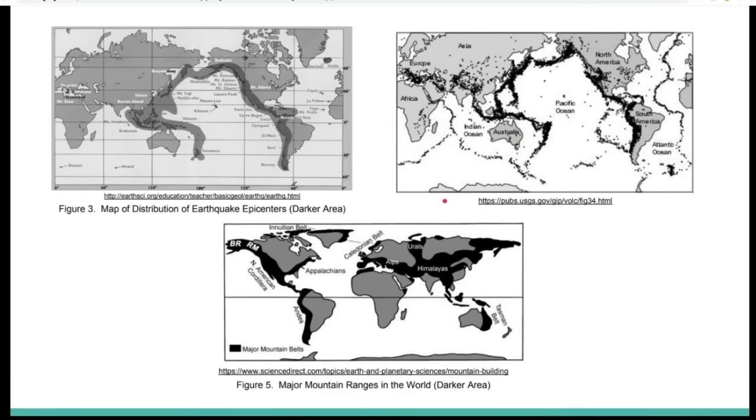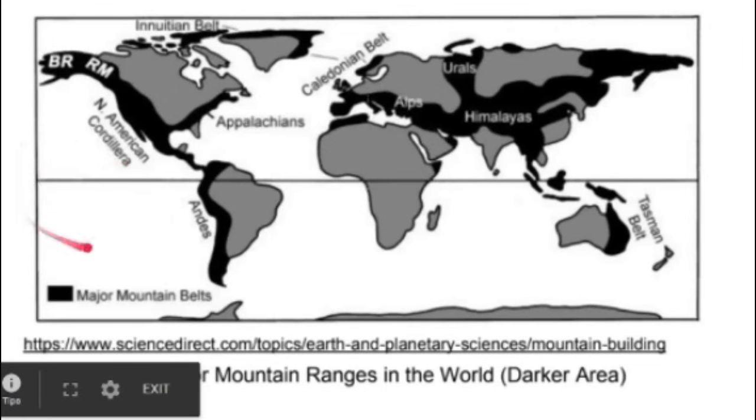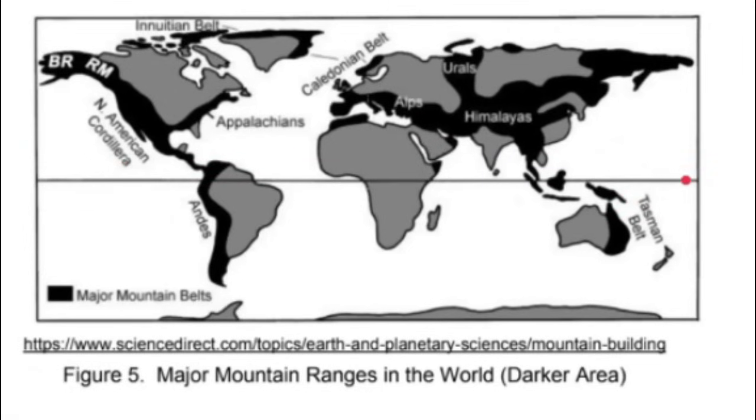Third, we also have the map of the major mountain ranges in the world. The third map is quite different from the first and second map because the center of the map is not the Pacific Ocean. As you can see, the Pacific Ocean is divided into two places. Instead of being in the center, the Pacific Ocean is found on the left side and on the right side. But then, as you can see, most of the mountain belts are found in this area and in these areas.